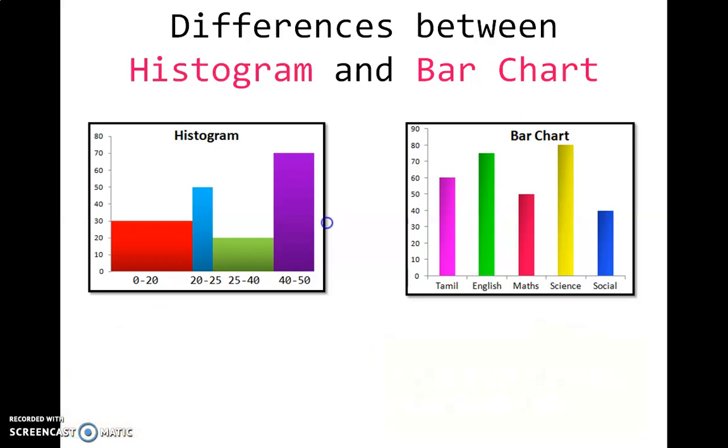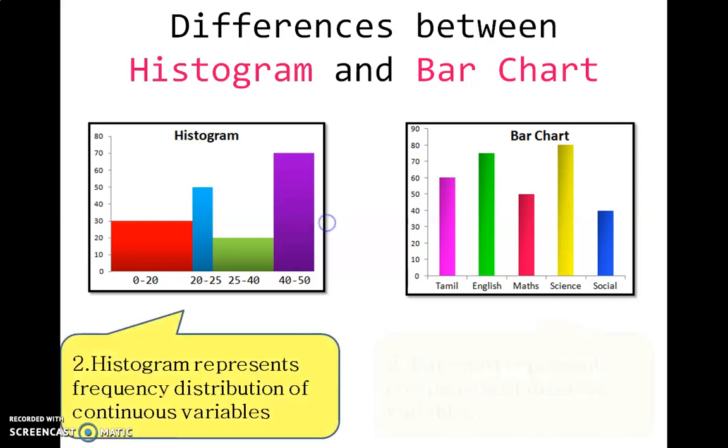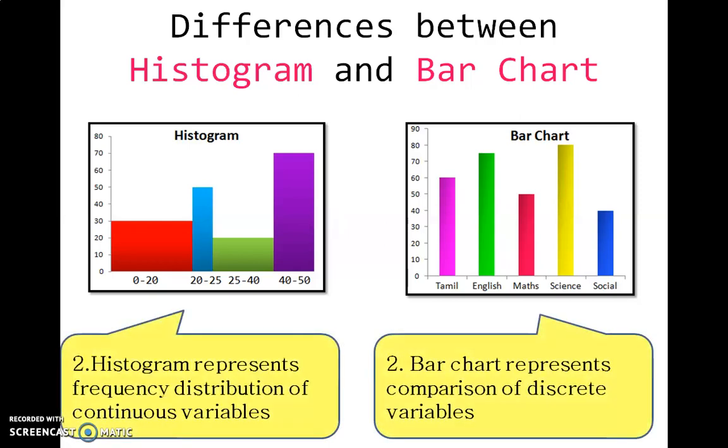The second difference, histogram represents frequency distribution of continuous variables. Bar chart represents comparison of discrete variables.